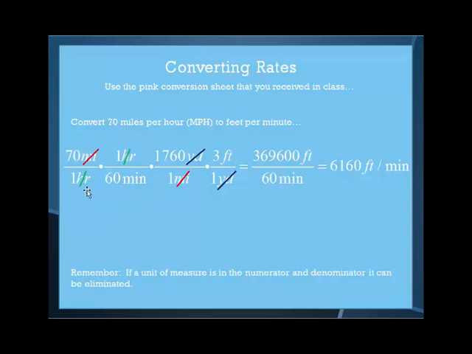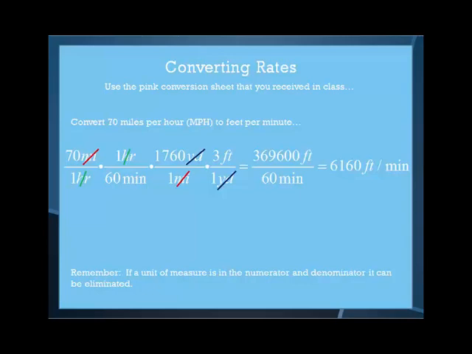Since miles are in my numerator here, I'm going to put miles in my denominator here. I know that there's 1,760 yards in 1 mile, and that there are 3 feet in 1 yard in order to eliminate yards. When I do my multiplication straight across, I get on the top that there are 369,600 feet. On the bottom, there are still 60 minutes. When I do that division, 369,600 divided by 60, I get that there are 6,160 feet per minute.